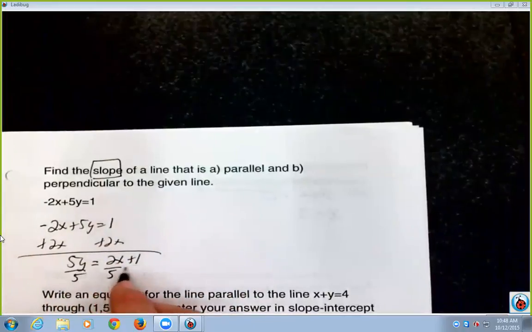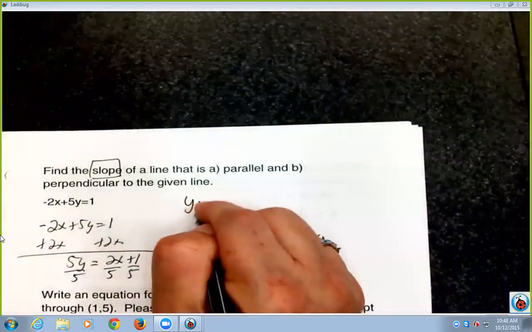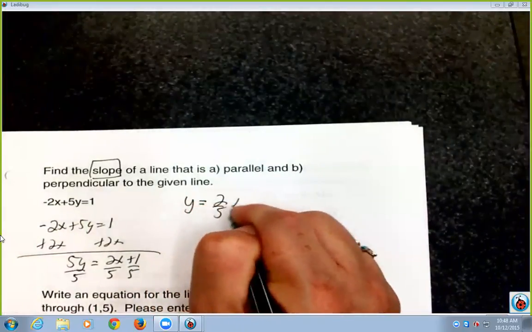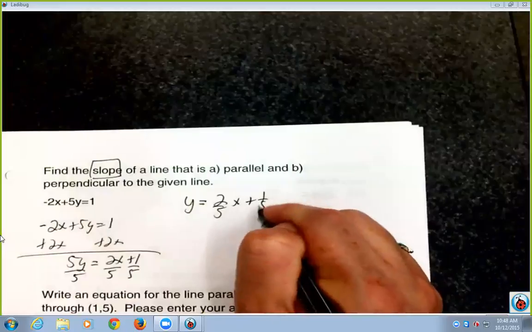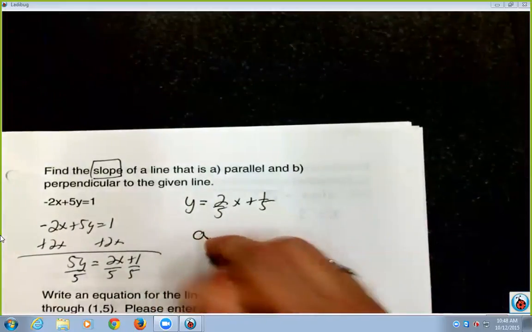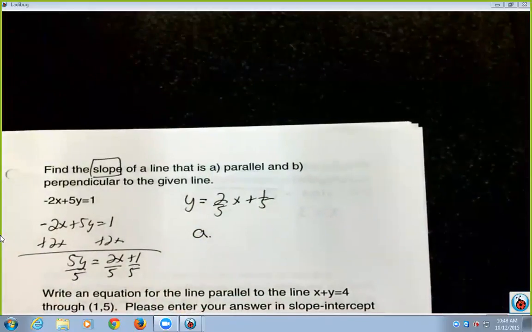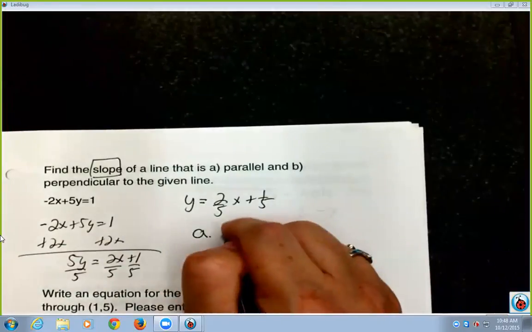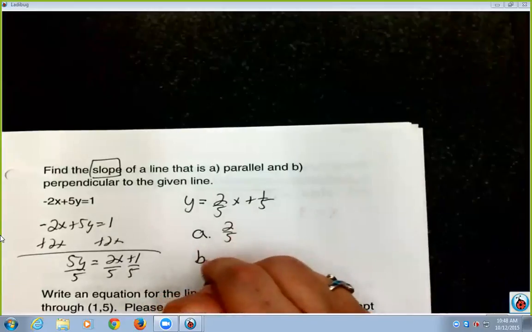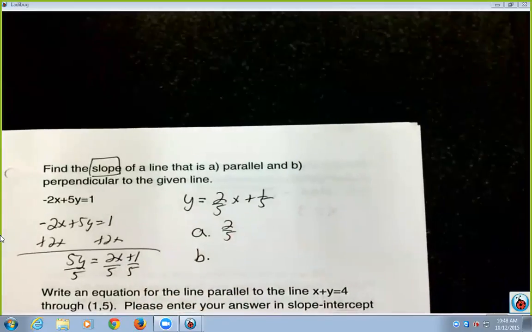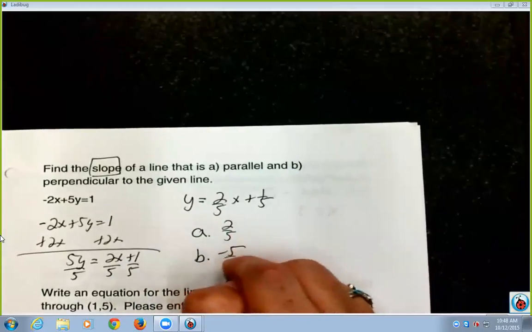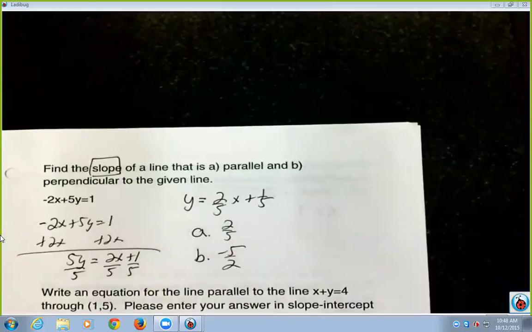Divide every piece by 5. Y is equal to 2/5 x plus 1/5. So what would be my parallel slope? 2/5. And what would be my perpendicular slope? Yep, and you're done. Okay, so that was pretty straightforward. That one's pretty easy. How about the next one?